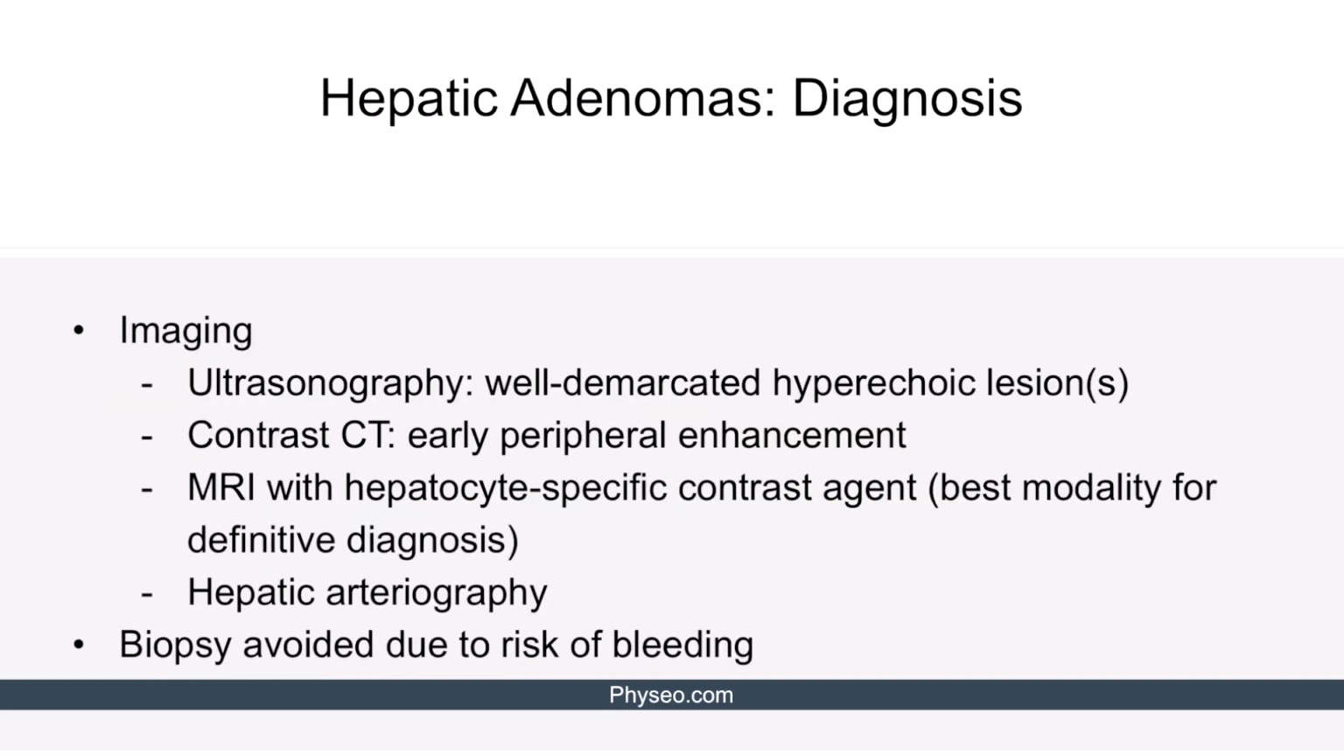Upon clinical suspicion, the diagnosis of hepatic adenoma usually begins with imaging. The most commonly used initial imaging study is ultrasonography, which may reveal a single or multiple hyperechoic lesions. Contrast CT scan may show early peripheral enhancement. An MRI with hepatocyte-specific contrast agent is the best modality for the definitive diagnosis of hepatic adenoma. Hepatic arteriography can also be performed. Biopsy is avoided due to the risk of bleeding.